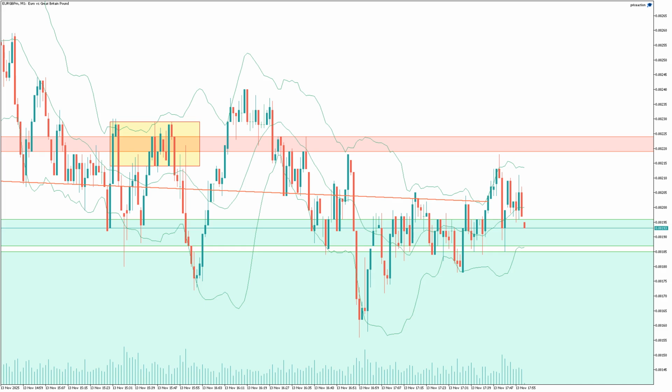zone as a significant area of demand that has historically halted downward price movements. The significant volume observed during some of these touches also reinforces the importance of this price level. The area around 0.88150 has been tested multiple times, creating a foundation for potential price reversals.